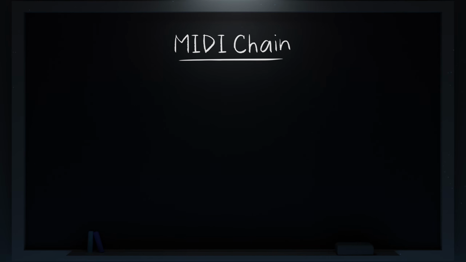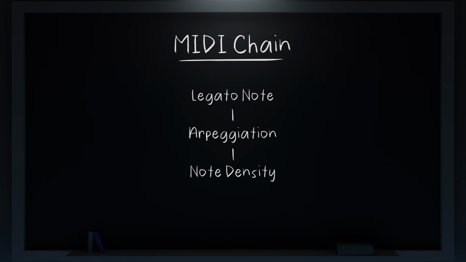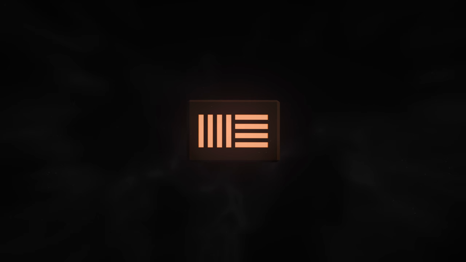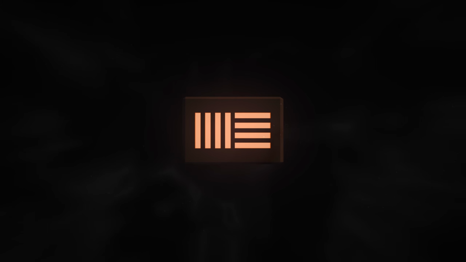For flowing water, my MIDI chain generally looks like this. First, I have a legato input, in other words, a sustained note inside a MIDI clip, then arpeggiation, note density, basically just some way to control the amount of impulses, and lastly, MIDI echoes, which serves as a method to layer impulses quickly. I'll be using Ableton Live 12, however these concepts should be applicable across most DAWs.